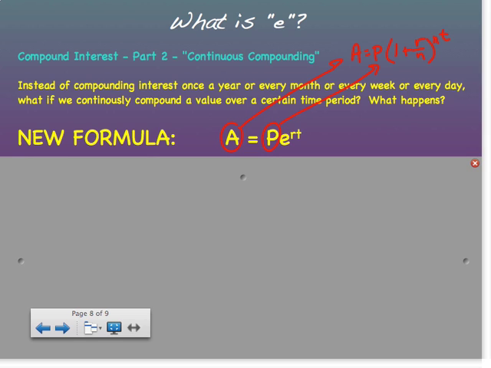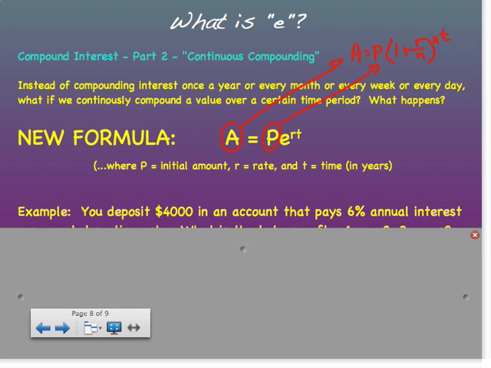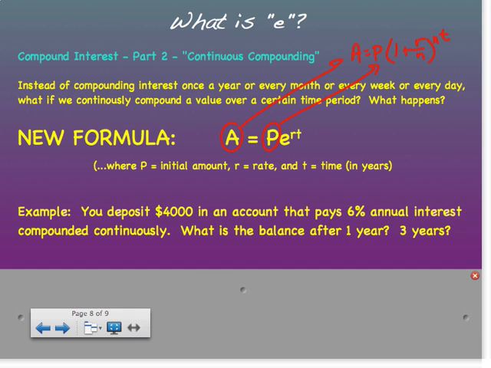It's P times E raised to the RT. So notice that the R and the T are exponents of the E. So P is the initial amount, R is the rate, and T is still time in years. So as you look at this, let's give you an example here. Let's figure out what's going on.